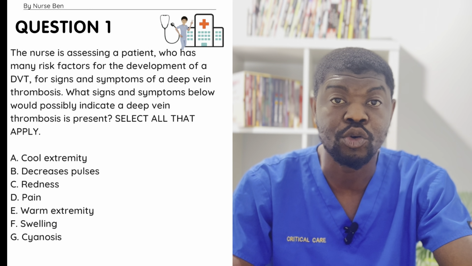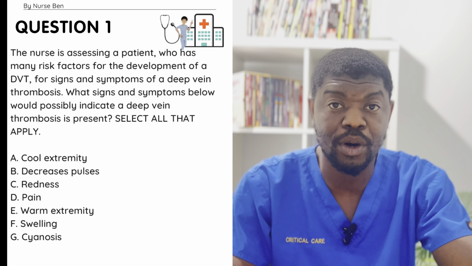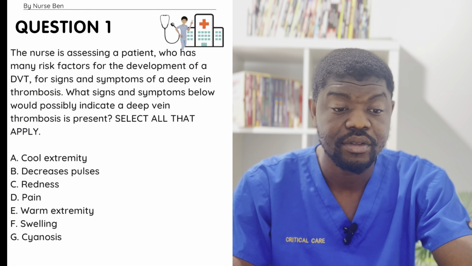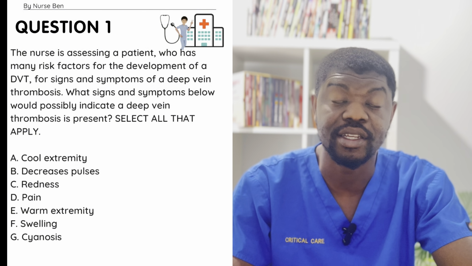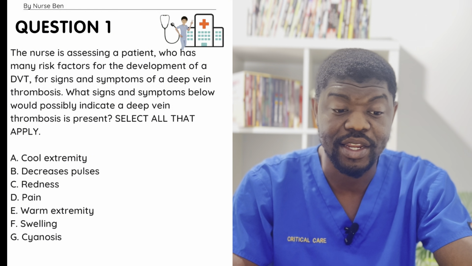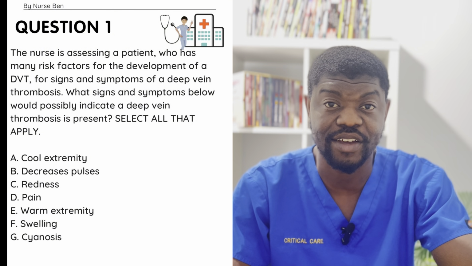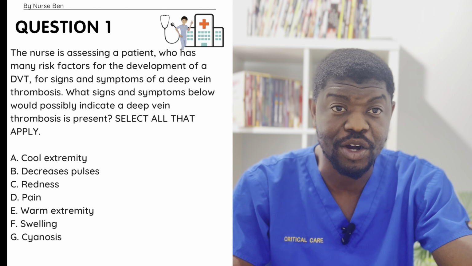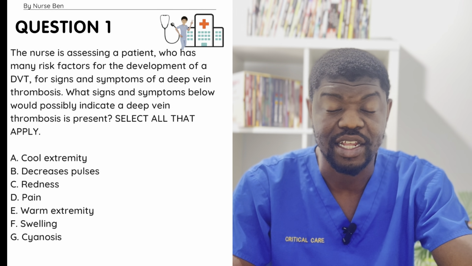And the first one is cold extremities. B is decreased pulses. C is redness. D is pain. E, warm extremities. F, swelling. And G, cyanosis. So you want to take a few seconds, go through the options and write down your answers. Which ones are you going for that are possible signs of a DVT?